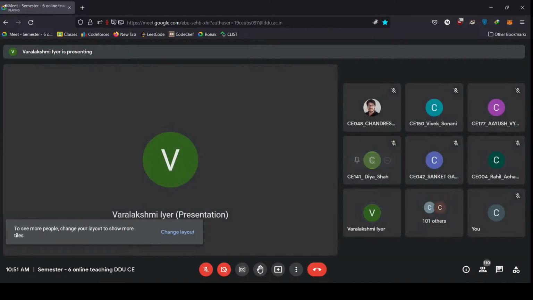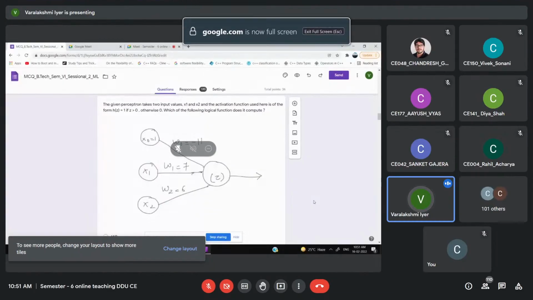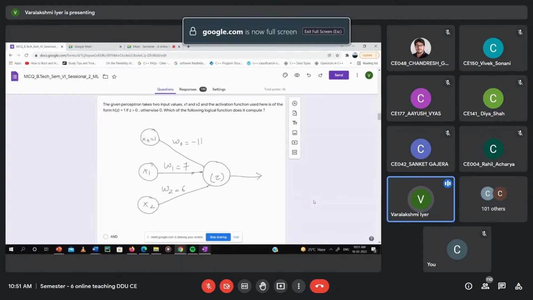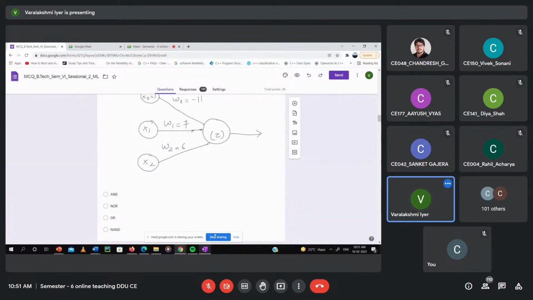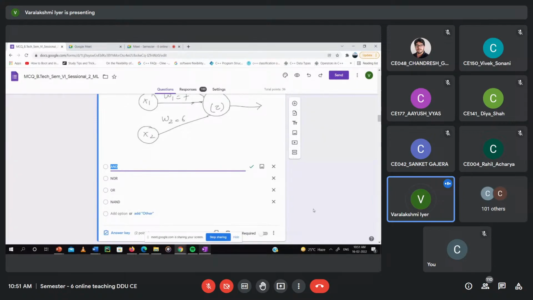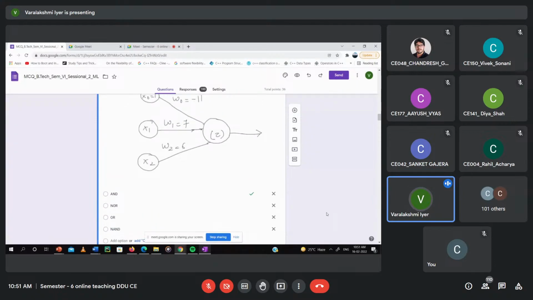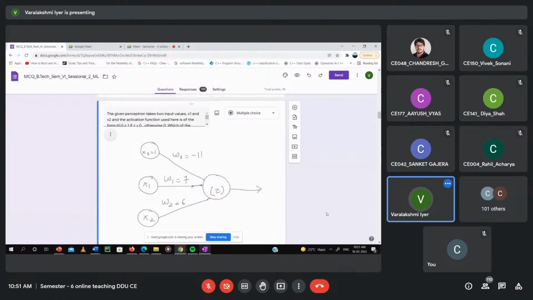x1 and x2, and your activation function which is used here is h of z equals 1 if z is greater than 0, and otherwise it is equal to 0. So what does the logistic function compute? The answer is AND gate. It will compute AND gate. So is everyone clear how it will compute AND gate here?